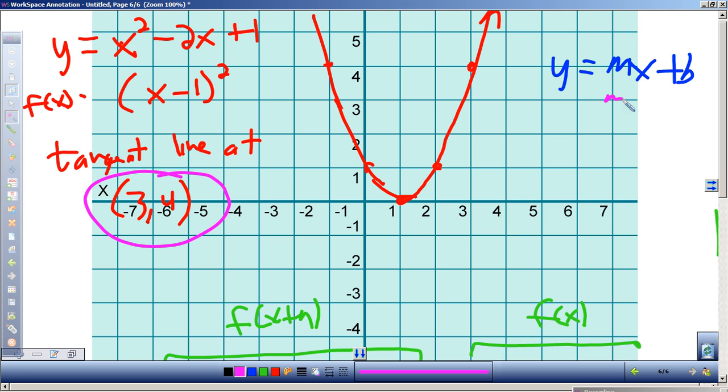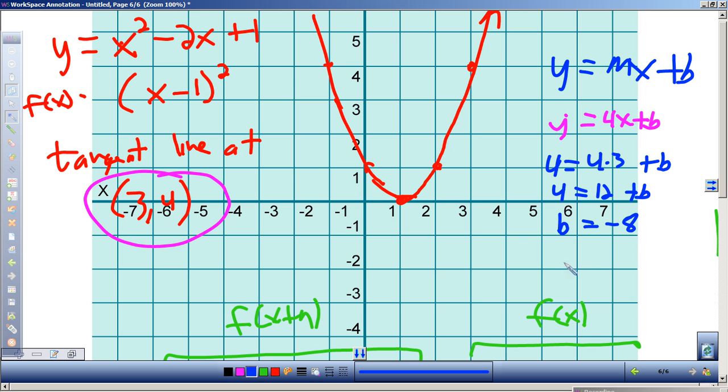So we can say y equals 4x plus b. How do we get b? Yeah, we can plug in the point. Good. We've got (3, 4), so we're going to do 4 equals 4 times 3 plus b. So 4 equals 12 plus b, b equals negative 8. So the equation is y equals 4x minus 8.